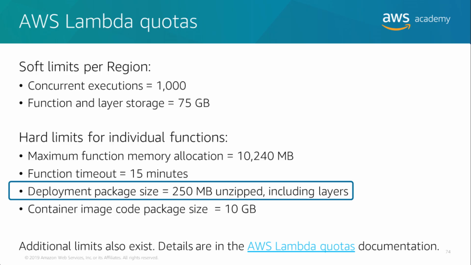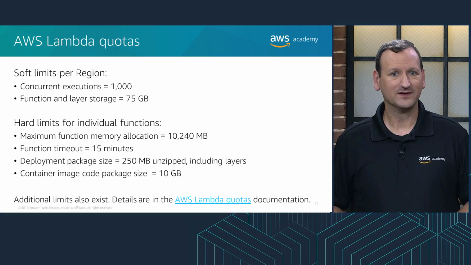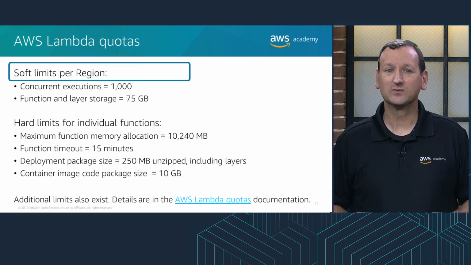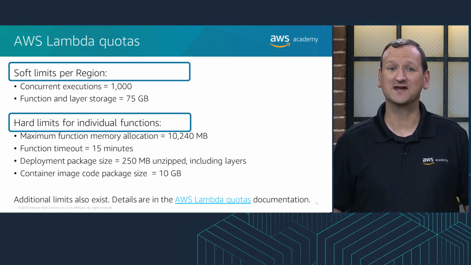A layer is a zip archive that contains libraries or other dependencies. With layers, you can use libraries in your function without needing to include them in your deployment package. Limits are either soft or hard. Soft limits can potentially be relaxed by submitting a support ticket and providing justification for the request. Hard limits cannot be increased.